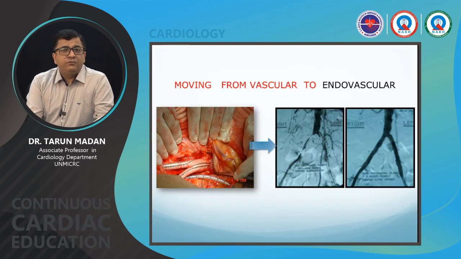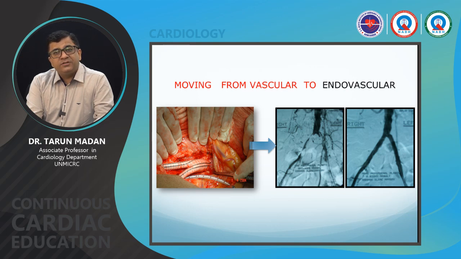Now we have to move from open surgery to endovascular. Endovascular means internally managing the vascular problems, which is minimally invasive. First you can see there is an aortobifemoral bypass, the whole abdomen has been opened up, it is a retroperitoneal surgery. A lot of blood is required. Anesthesia has to be given. The post-operative course is very stormy.